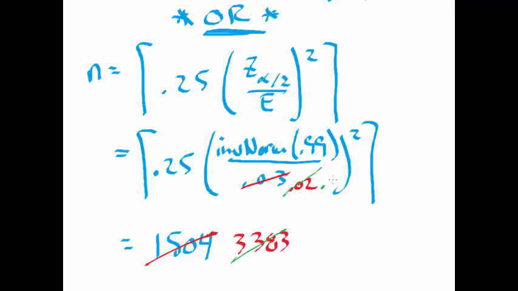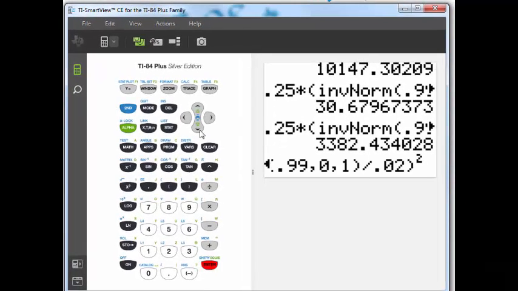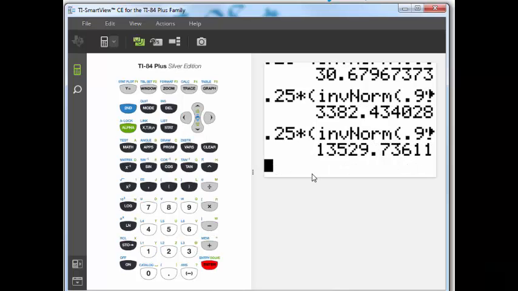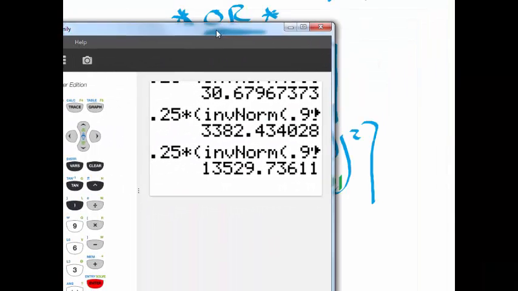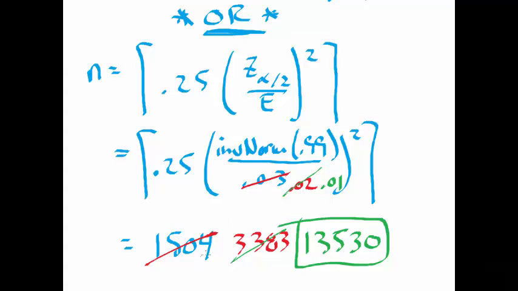Having a smaller margin of error is costing us in terms of sample size. Let's try it again. And remember when we went to 1% in the previous case, when we had some suspicion about the true population proportion, it resulted in just over 10,100 students. This is going to be even more, right? Yep. Holy smokes, look at that. 13,530. That's how that rounds. These things get expensive pretty quick.